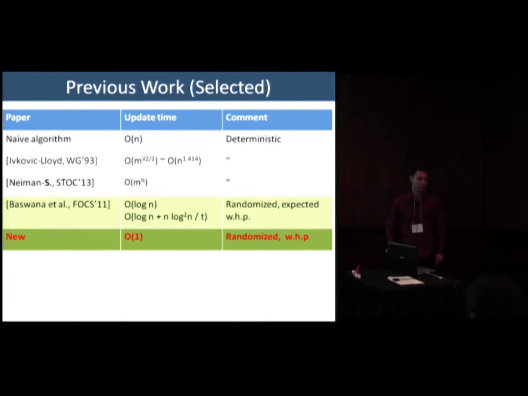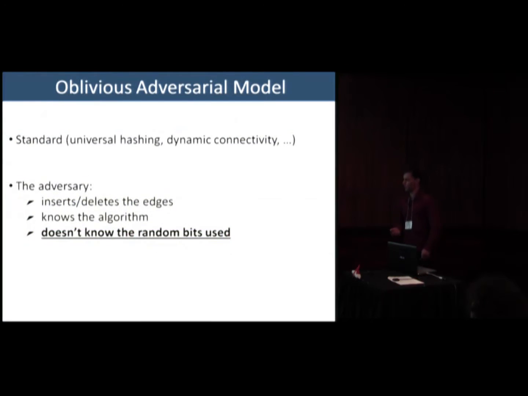And I want to emphasize that we are following the oblivious adversarial model. That's a standard model in the area, and it has been used by Baswana et al. as well. And in this model, the adversary is the one adding and deleting the edges, and it may know how the algorithm works, but it doesn't know the random bits that are being used, and in particular, it doesn't know what the matching that we maintain looks like.